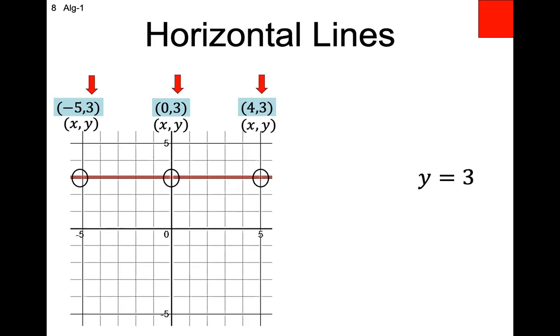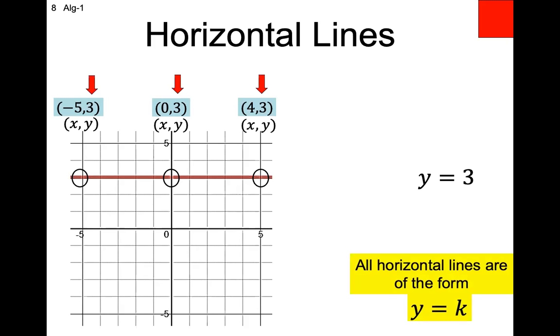If vertical lines are the form of x equals k, then horizontal lines are the form of y equals k. Boy, do kids make a mistake on this. They will flip-flop these left and right.